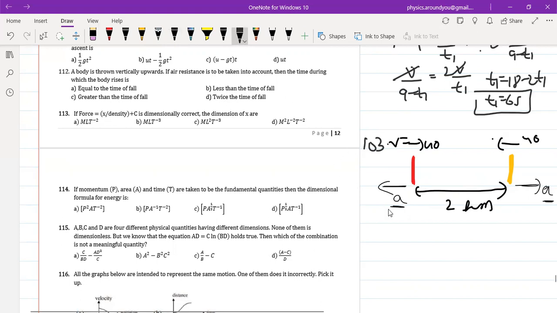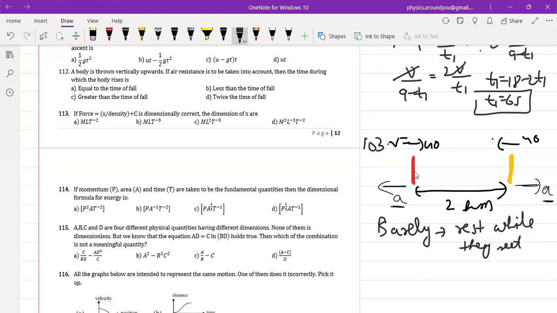How to interpret this condition? Barely means they come to rest while they meet. At the point where they are very close to each other or touching each other, at that point they both are at rest. That's a key insight. Now we will use the concept of relative velocity. We will hold the first train to be fixed. I have fixed the first train.